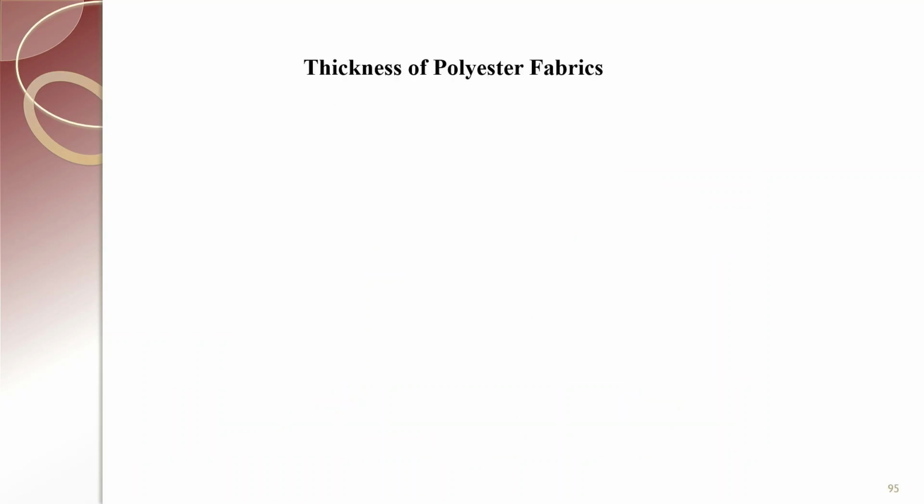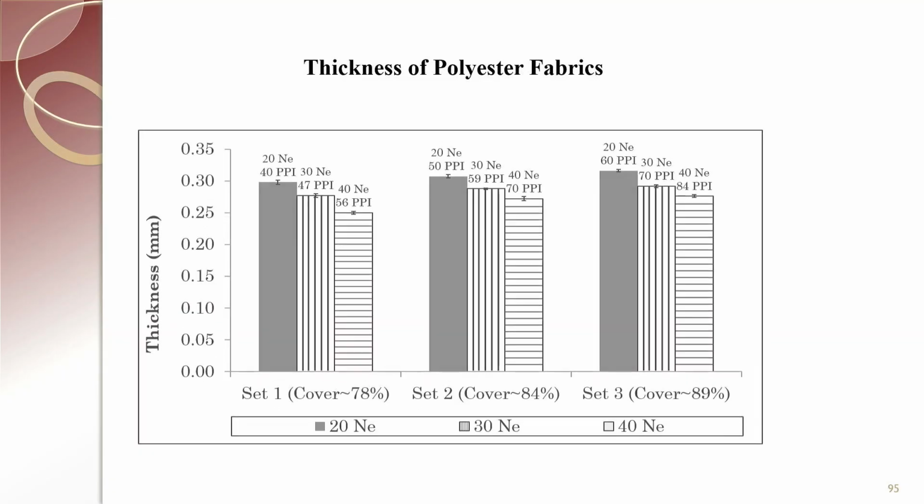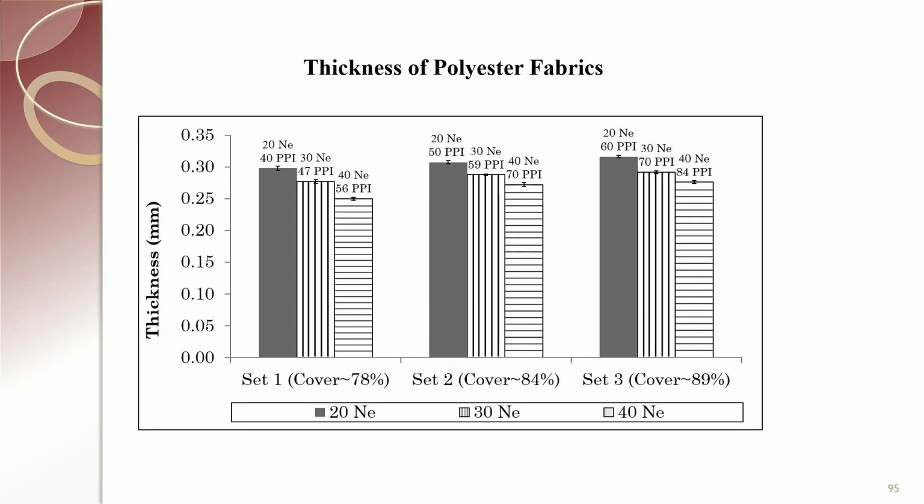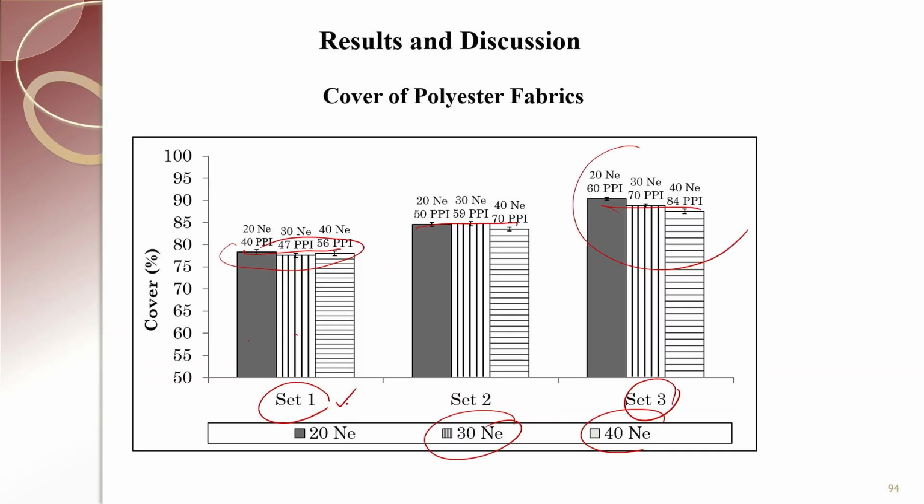Now, let us try to understand the thickness. Our target was to reduce the thickness. So, we have changed the yarn count here for a set. We are keeping the cover factor around 78%. So, this set is giving 78% average cover factor.